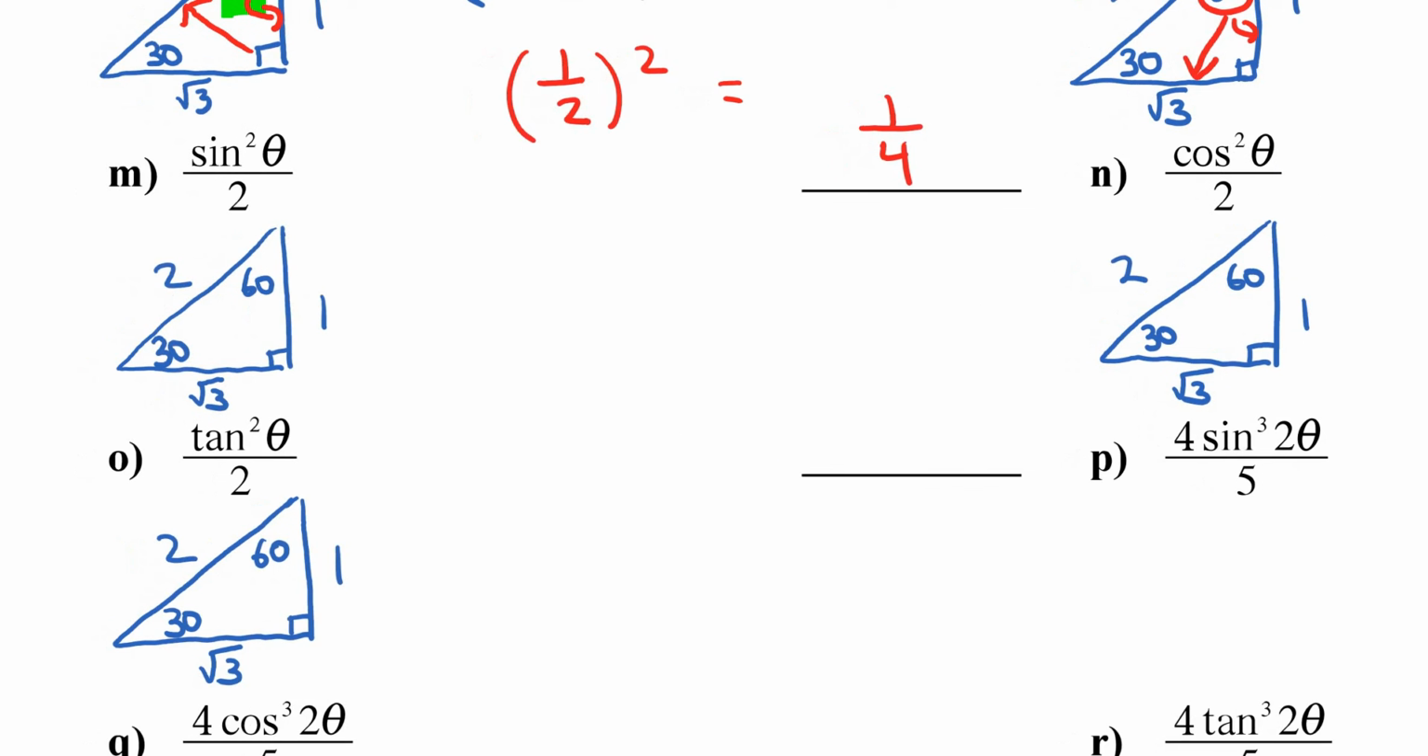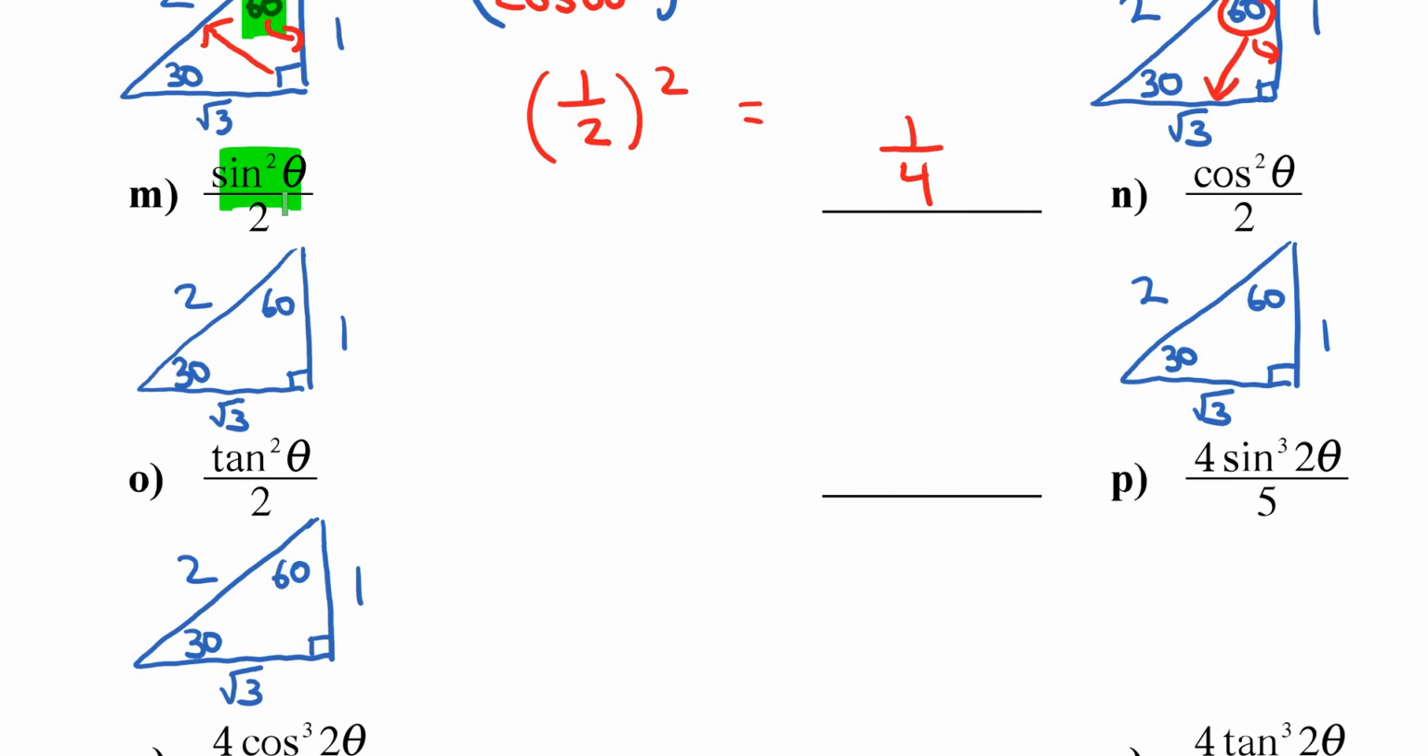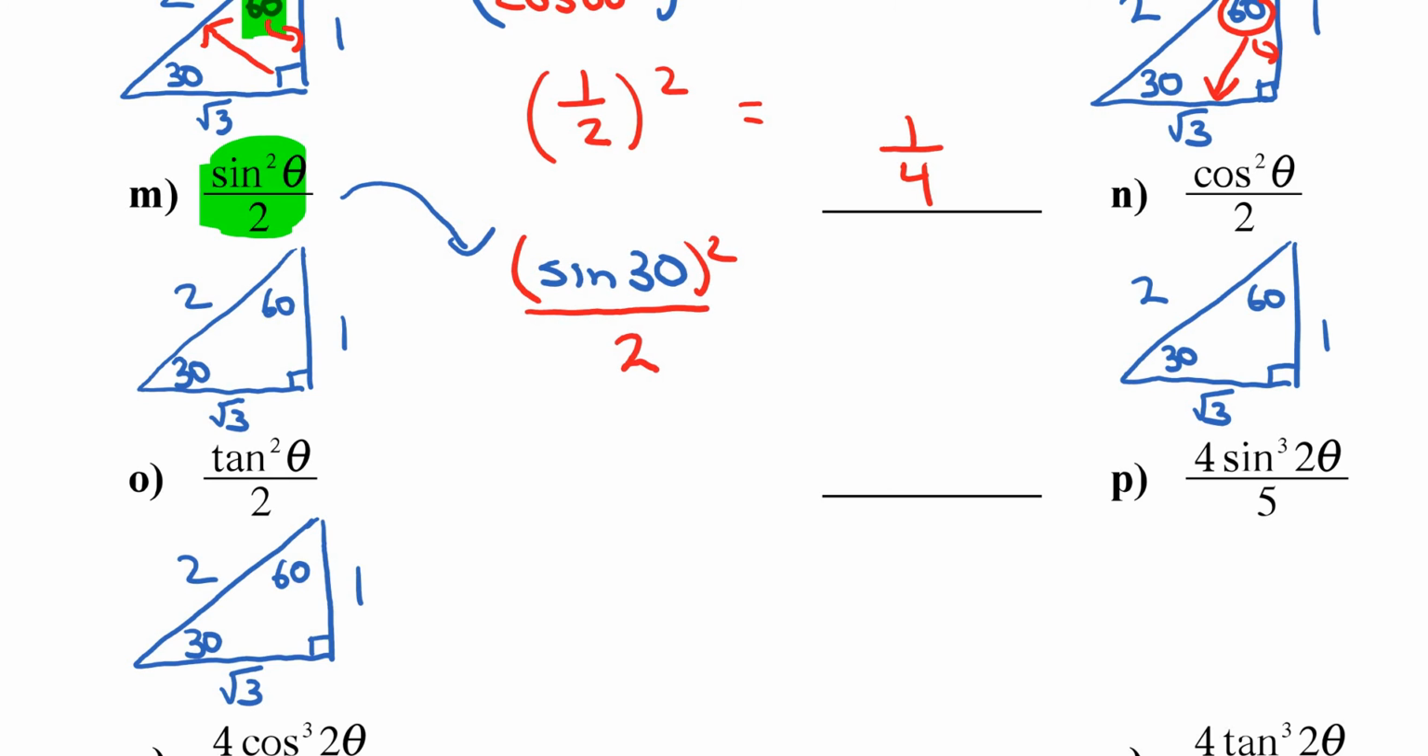Okay, let's move on to M here. Now a few more operations to do here. Sine squared theta divided by 2. Okay, so remember theta was 30 degrees, so this is sine of 30 degrees, all to the power of 2 divided by 2. All right, let's go ahead and evaluate what sine 30 is, right? So 30 degrees is over here. Sine 30 is your opposite, which is 1, divided by your hypotenuse, which is 2. So this will be 1/2, all to the power of 2 divided by that 2.